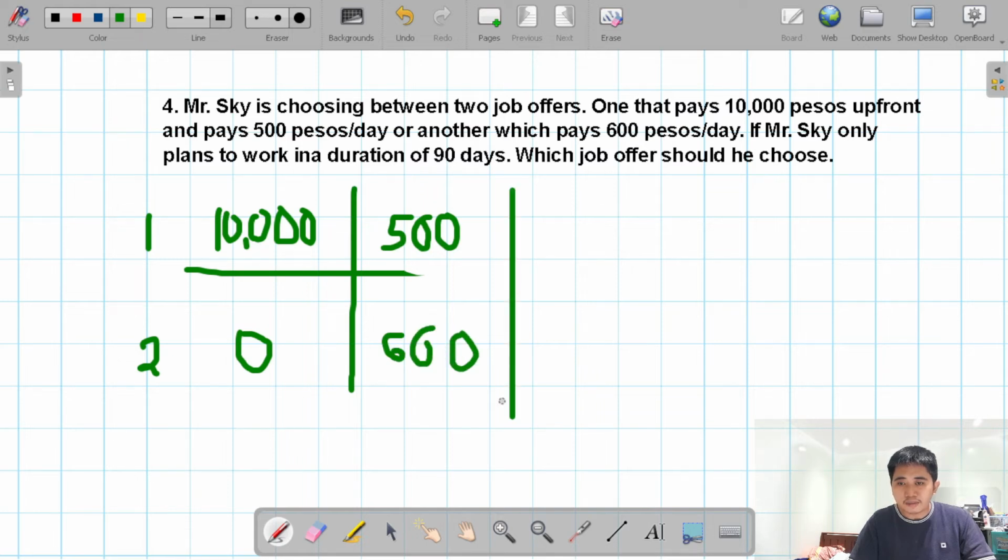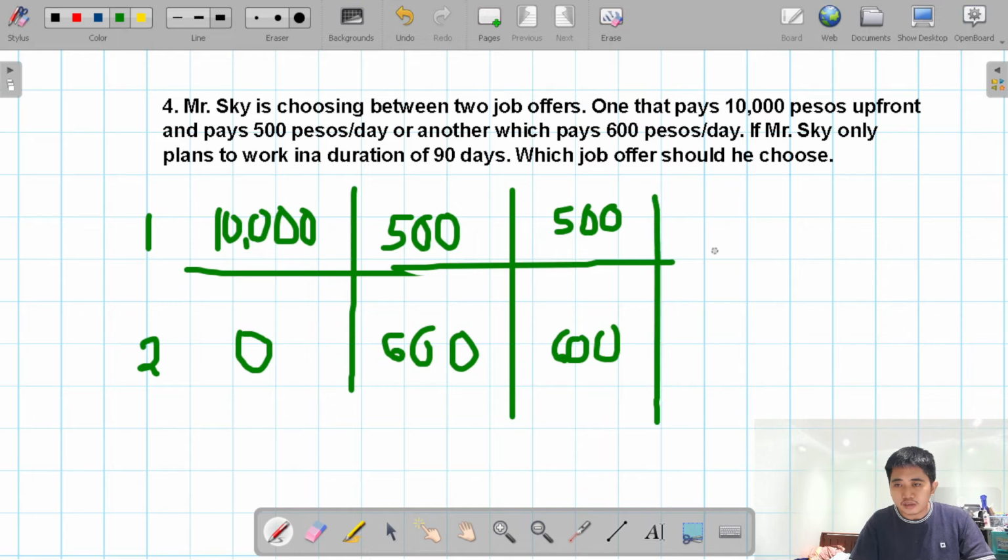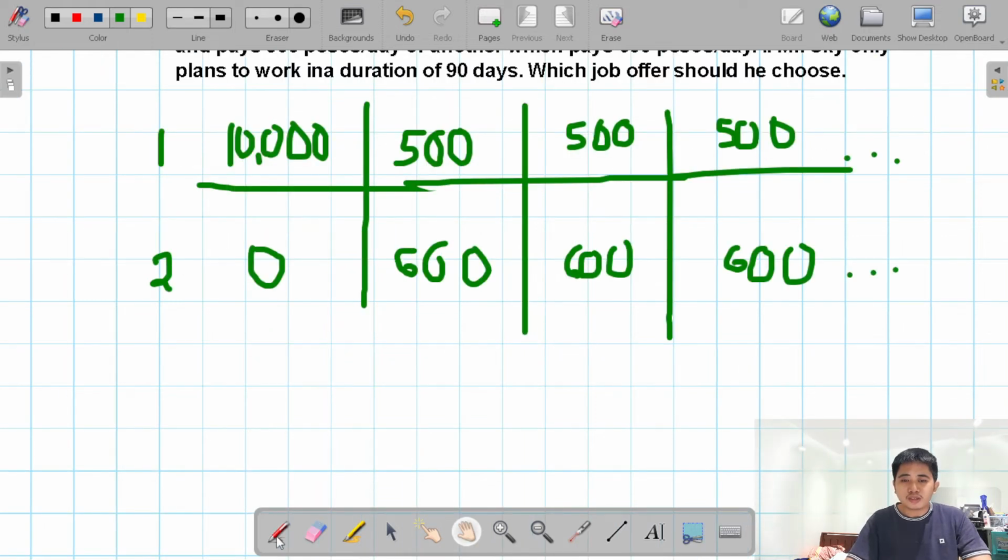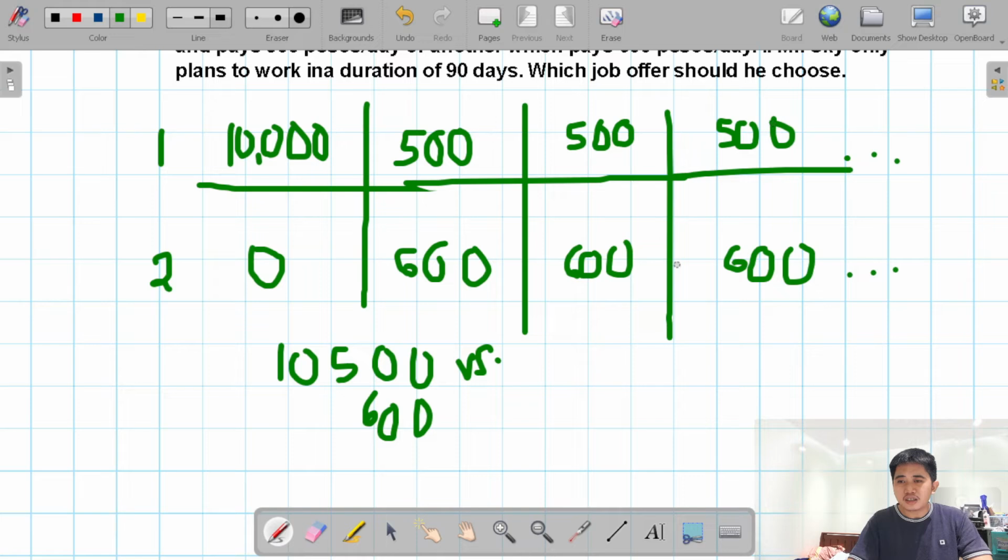This is for day 1. Day 2, still 500 pesos for the first job, and for the second job, it's 600, and so on. So if we want to compare, on day 0, you have an upfront 10,000. On the second day, what is the total? 10,500 versus 600. Obviously, still job 1. Let's try day 5.